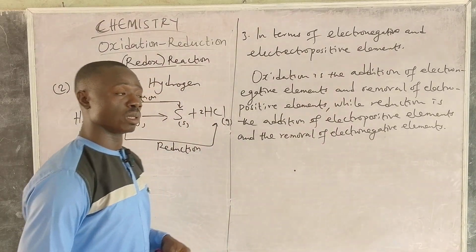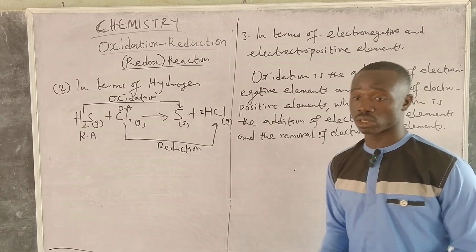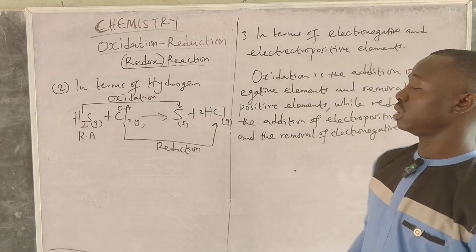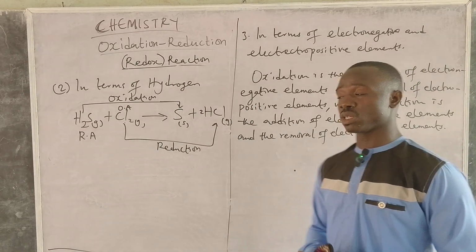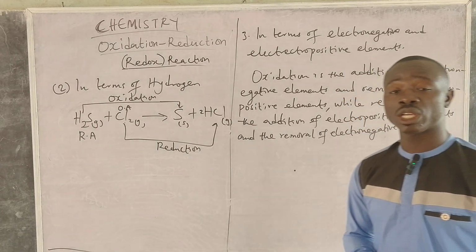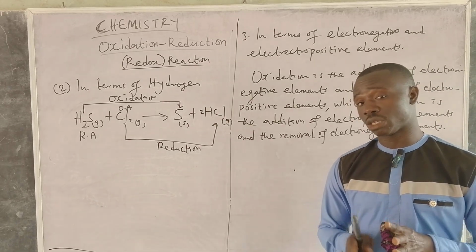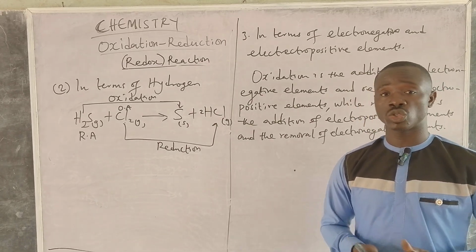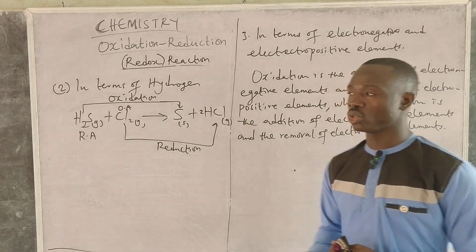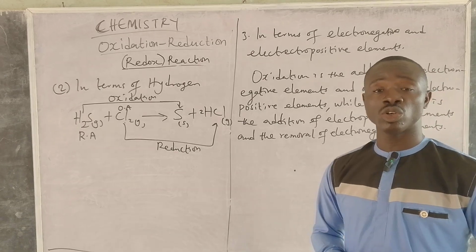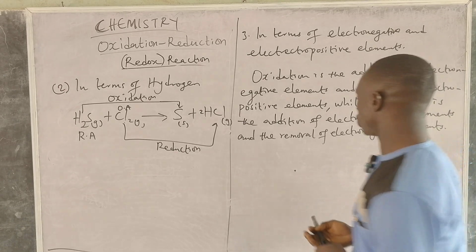All right. But before you will understand this concept, and before I use an equation to explain this, we must understand what electronegative and what electropositive elements are. So what are electronegative elements? Electronegative elements are those elements that have the tendency to easily gain electrons, to easily attract electrons to themselves, so that when they go into the ion state, they are negatively charged.